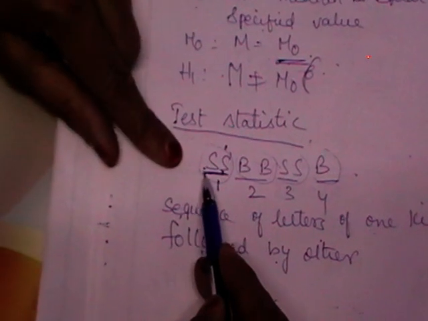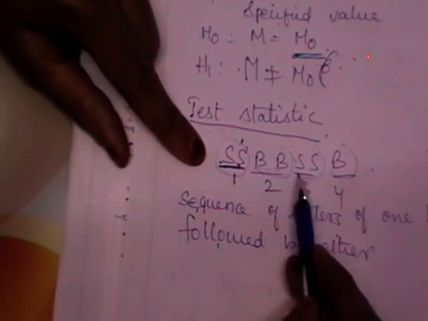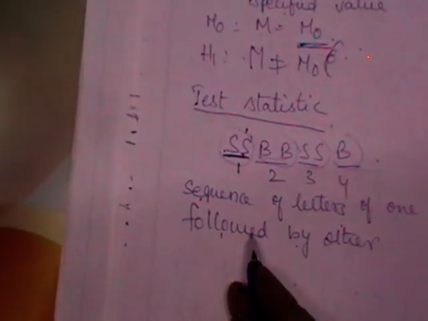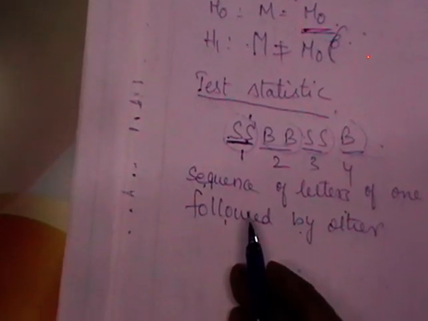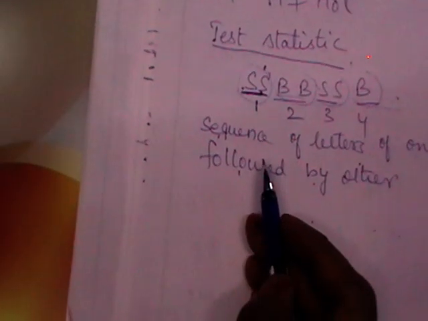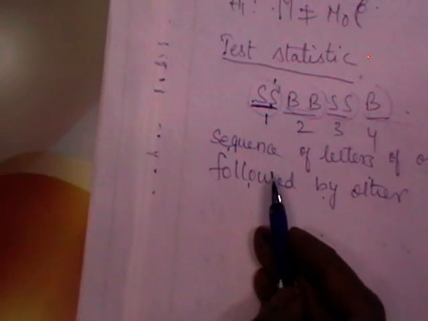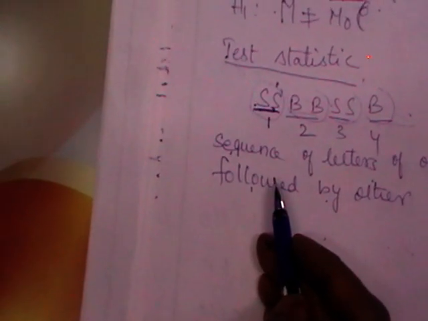So we are going to call this one run, run, run, run. So we got four runs here. We can define a run as a sequence of letters of one kind followed by another kind. Coming to our run test.